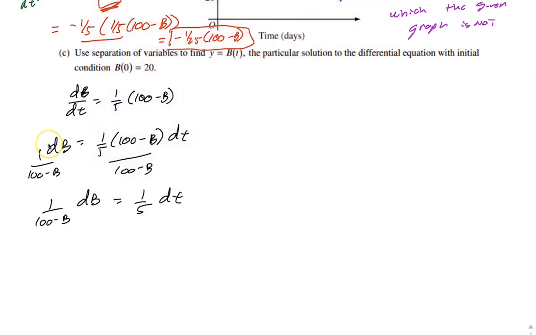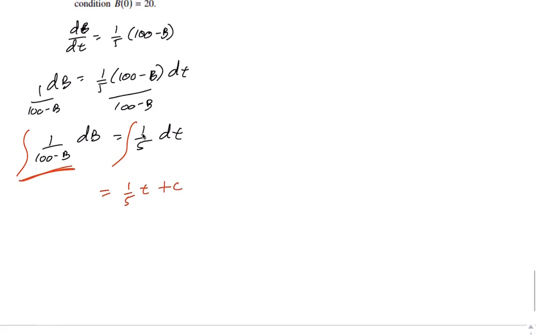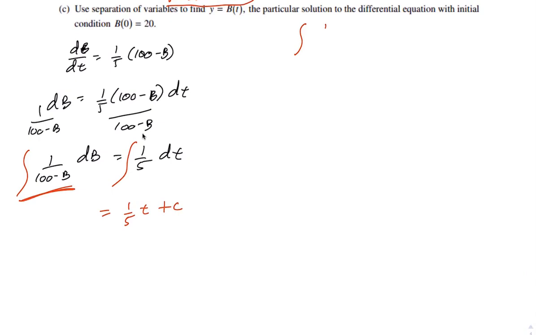Next up, let's integrate it. Another point. You get a point just for attempting to integrate it. So this side's easy as always. Just add the variable to it. So 1/5 t plus c. This side's a little more complicated. So let me write that over here so you can go over it. It's the integral of 1/(100 minus b) db.